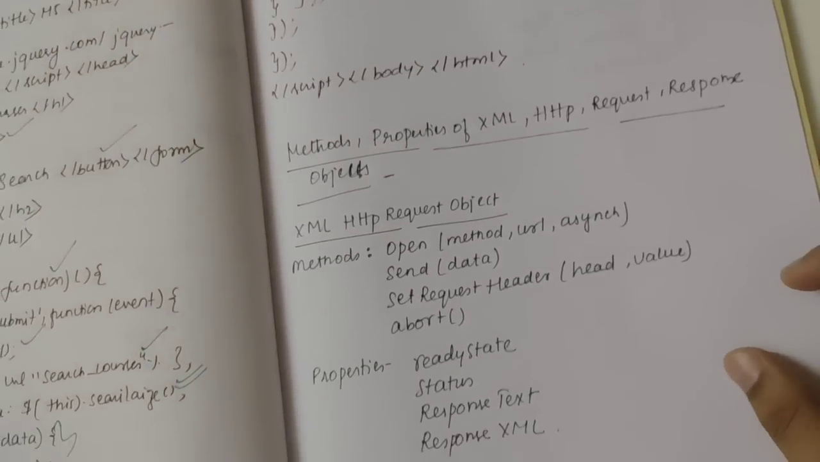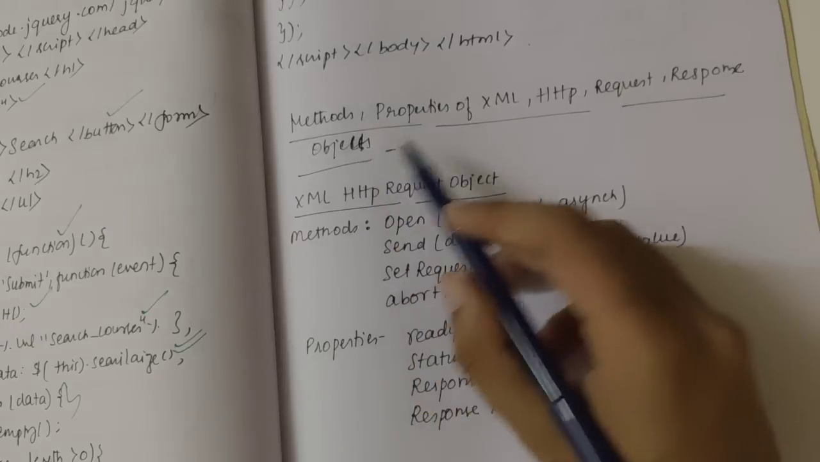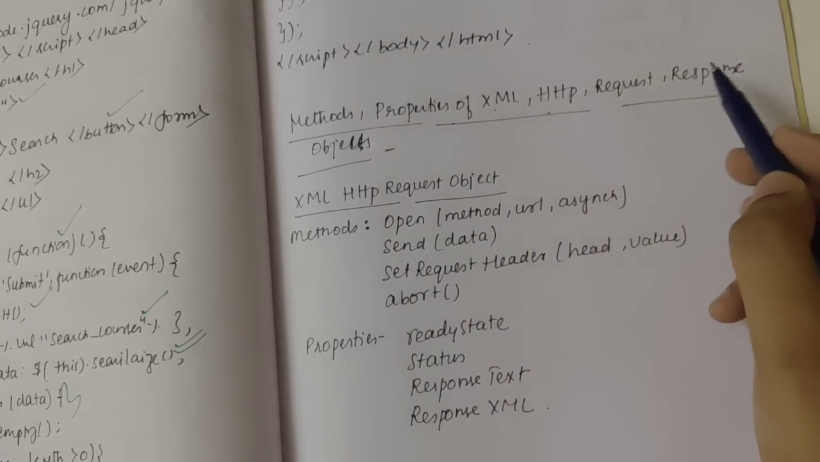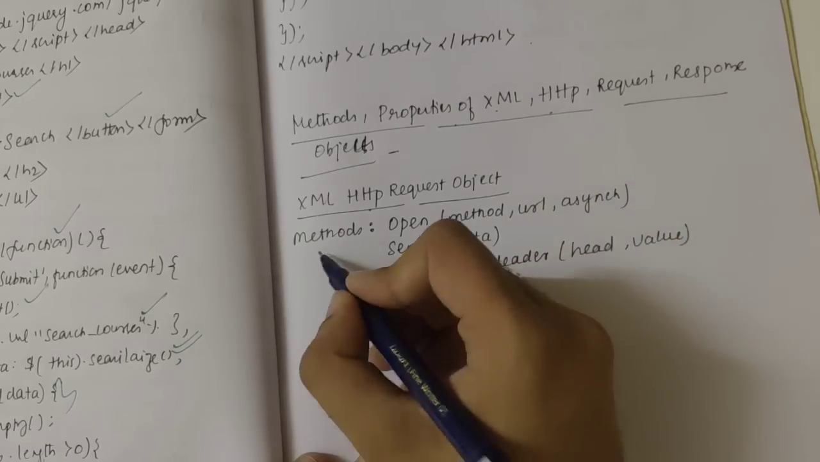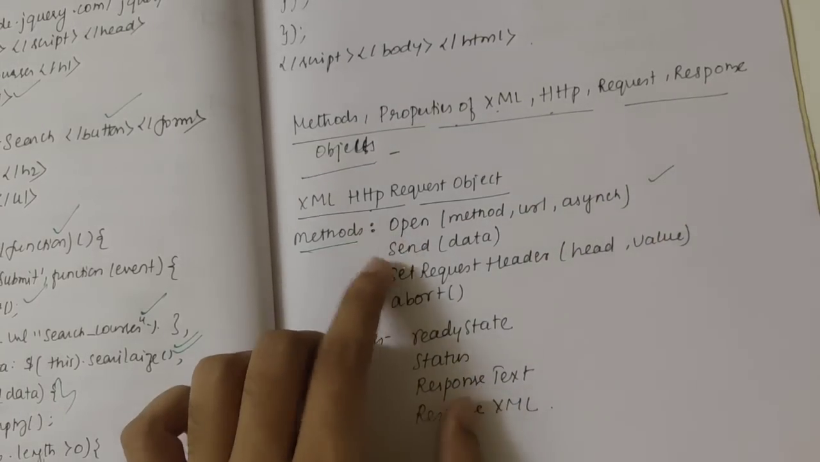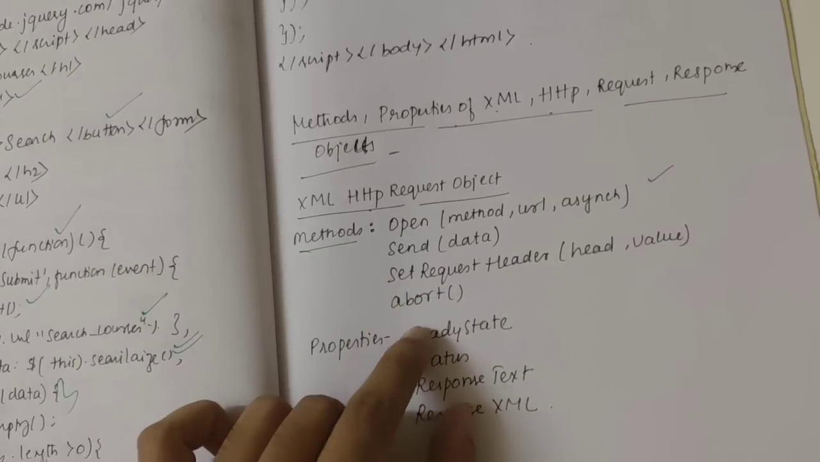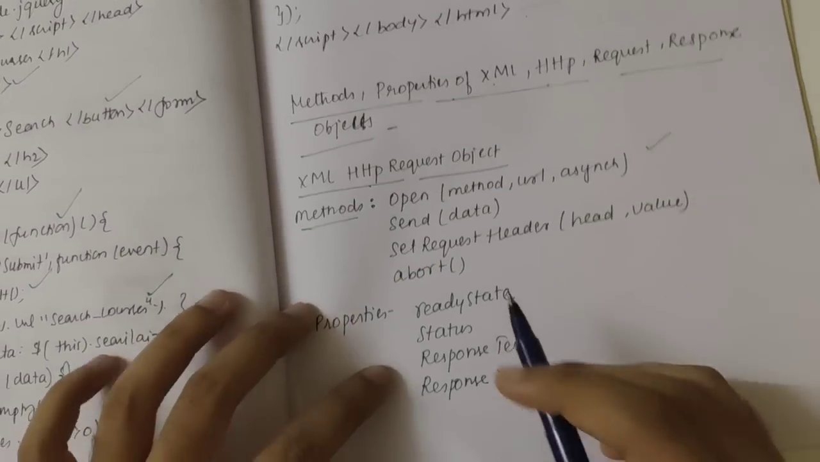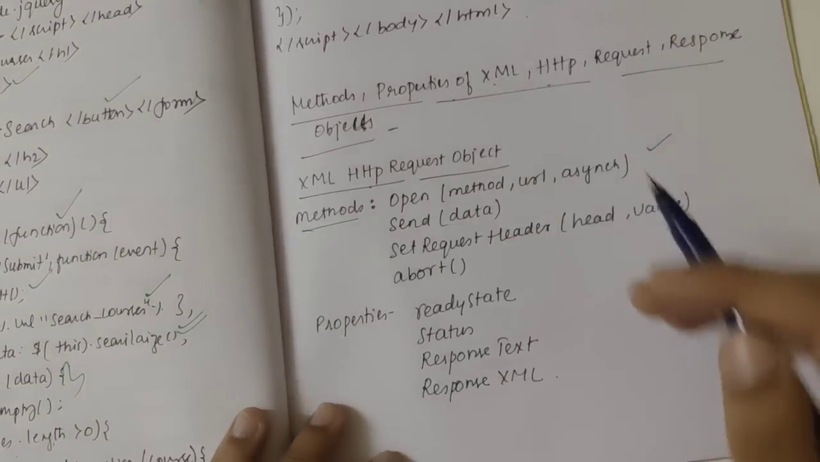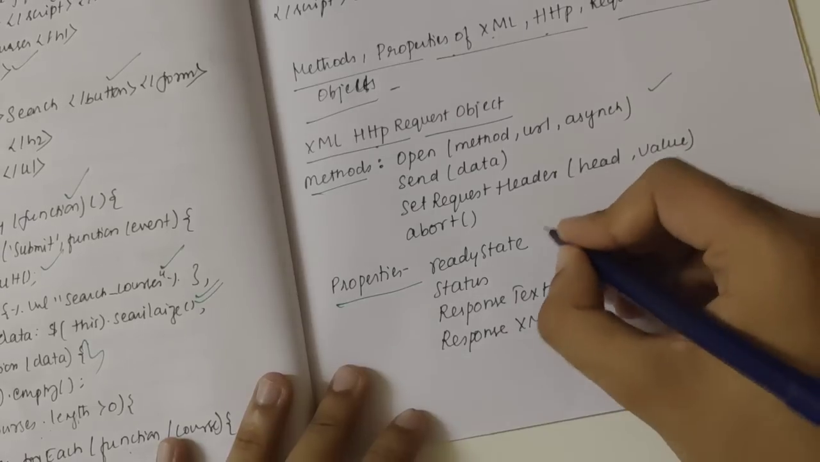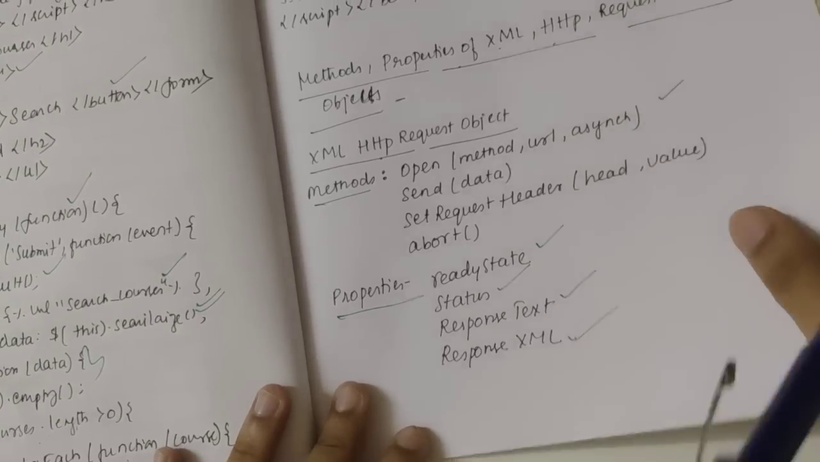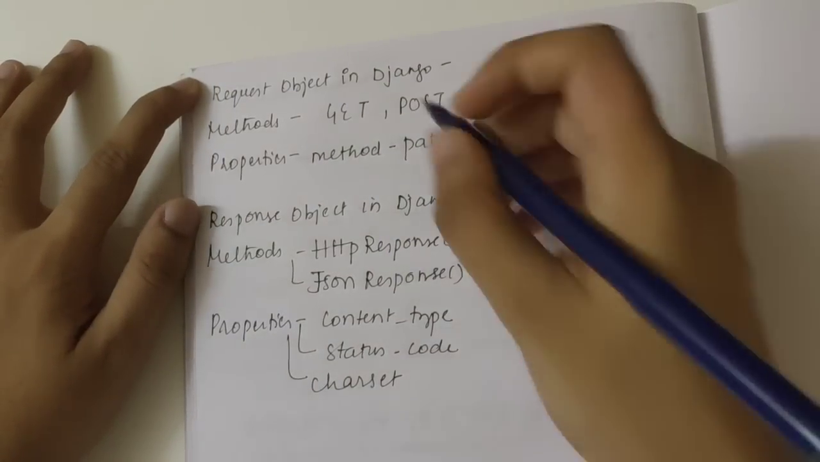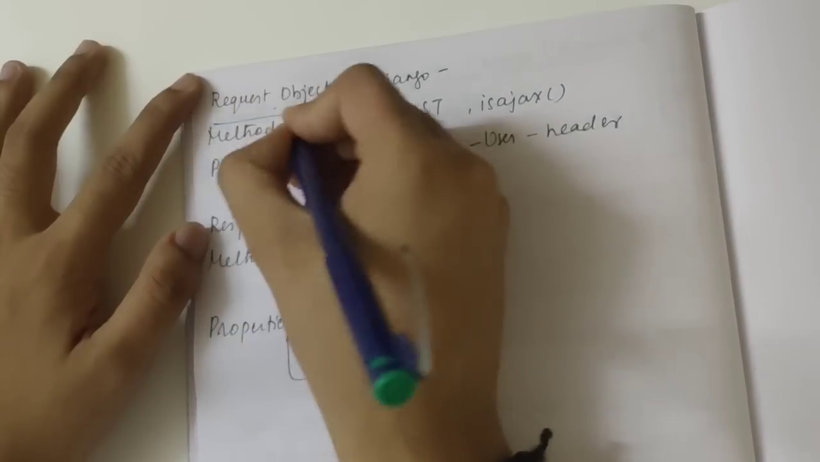Next we have again a theory topic. So what are the methods and properties of XMLHttpRequest and response objects? Starting from the XMLHttpRequest object, looking at the methods, we have the open method, send method, setRequestHeader, and abort method. You can go through this, the notes would be uploaded. And we have properties. In properties we have readyState, status, responseText, and responseXML. Moving on further, we have the request object in Django.